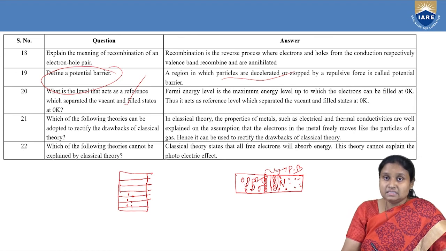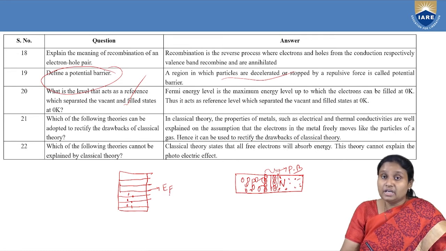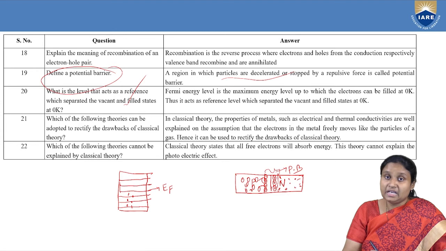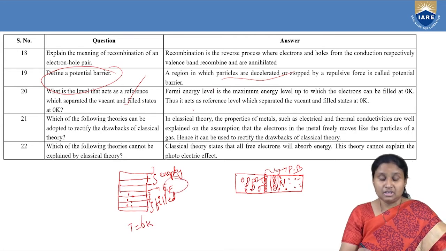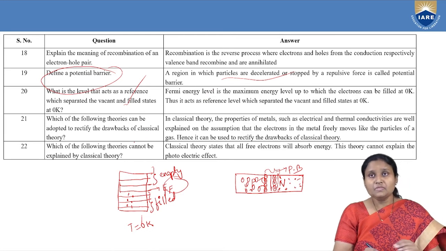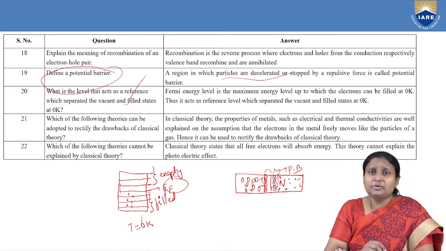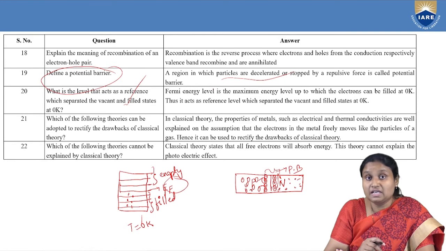Now here there exists one energy level, which we take to be EF, and this energy level is the boundary that separates the filled energy levels from the empty energy levels. This definition is valid only at temperature T equal to 0 Kelvin. So what is that energy level called? Fermi energy level.